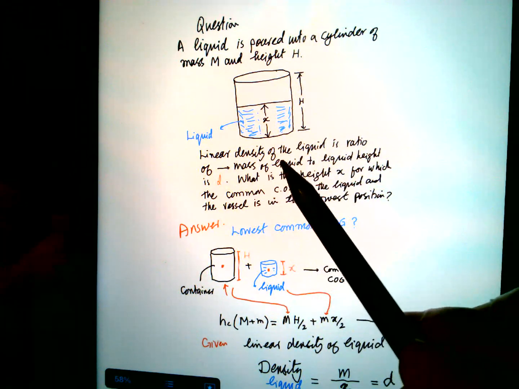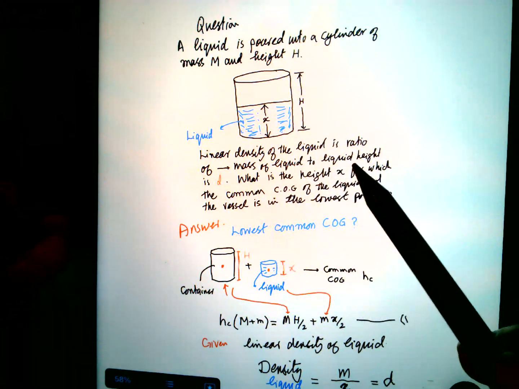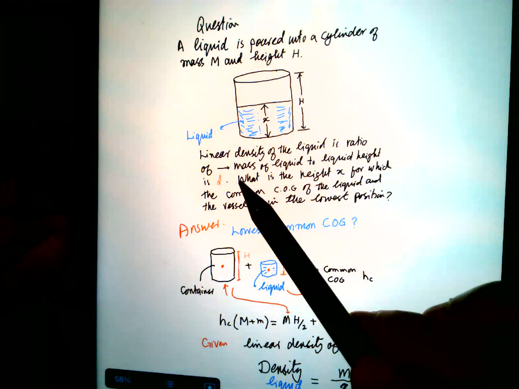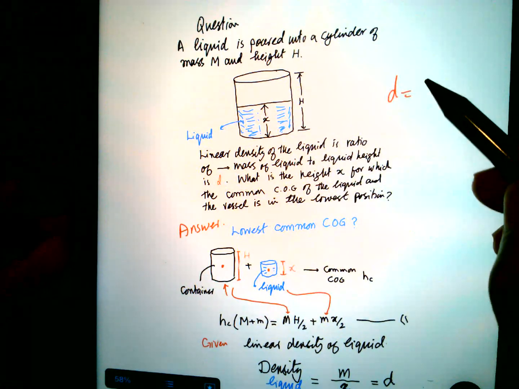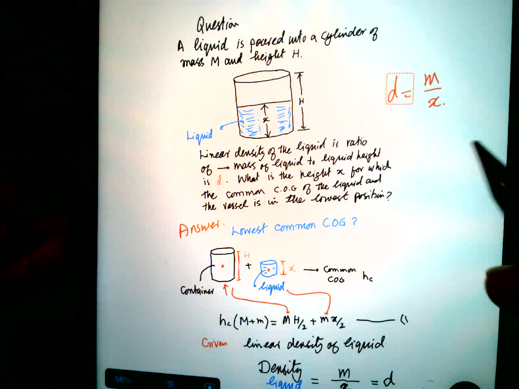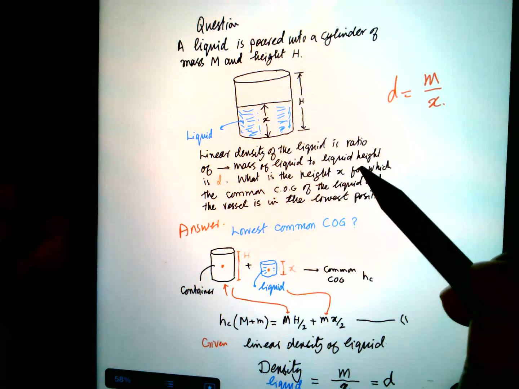The linear density of the liquid is the ratio of its mass to the liquid height. So the density is d. So d is equal to mass over x. So how much is the mass over x?